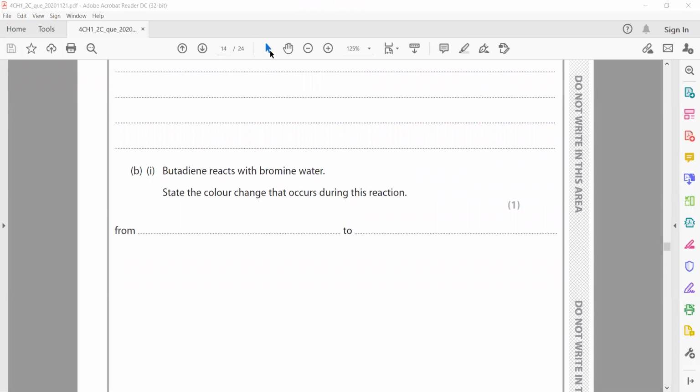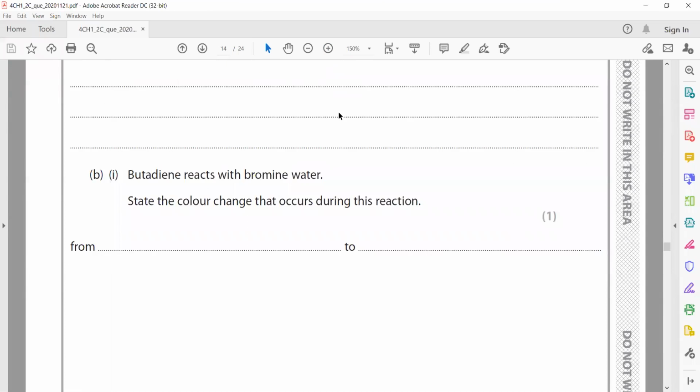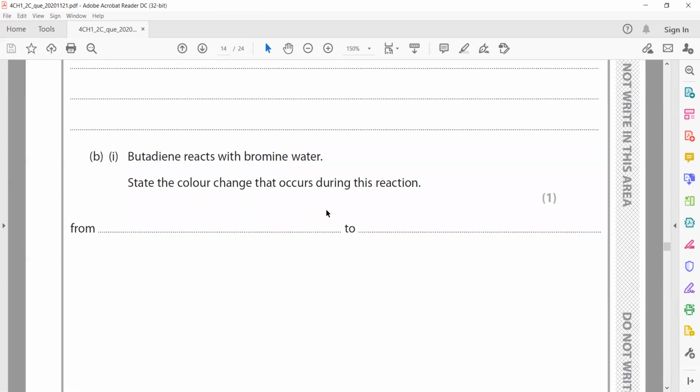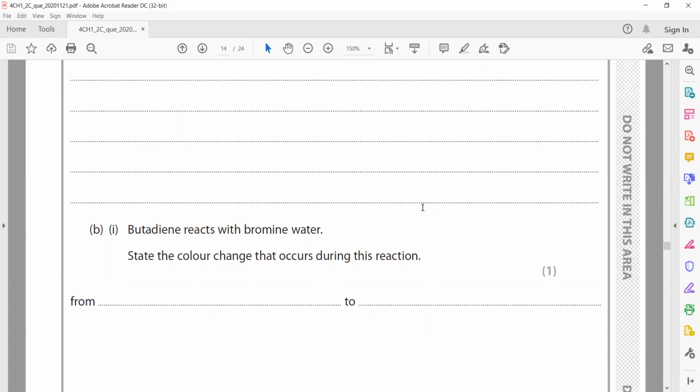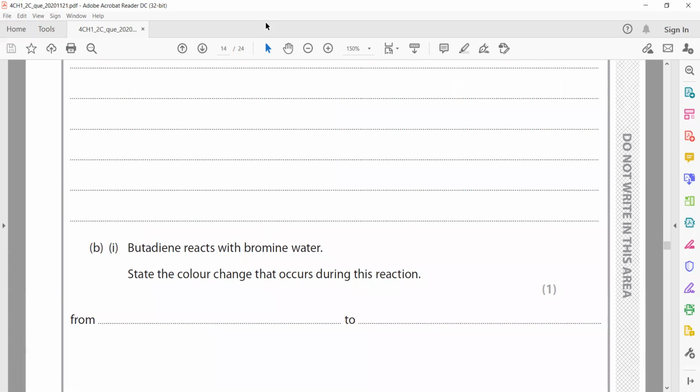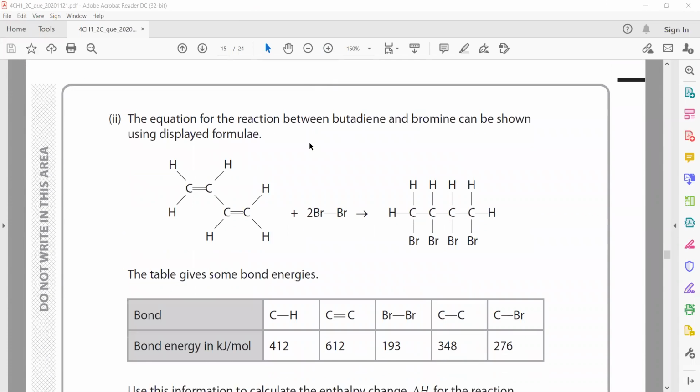Butadiene reacts with bromine water. State the color change that occurs during the reaction. When you have bromine water, meaning aqueous bromine, it should go from orange to colorless. If it is only bromine, then it will go from brown to colorless.